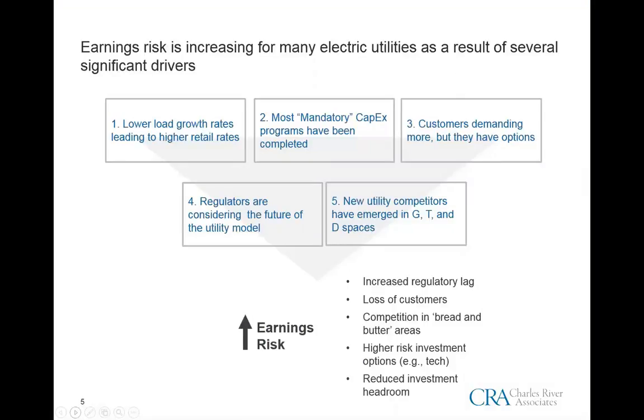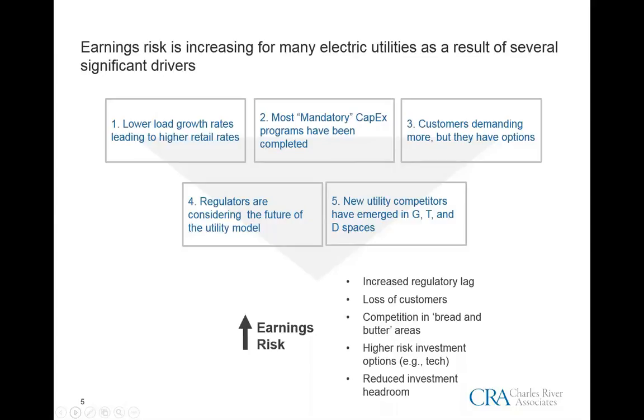So our view is that earnings risk is generally increasing for many electric utilities as a result of 5 drivers. And we'll talk through these with a little more detail in a moment. The first one, I think most are aware of, low load growth rates leading to higher retail rates, and we'll show what that impact has been and what we forecast it to be. The second is the movement away from what are considered more mandatory CapEx programs to more discretionary programs. The third is customers demanding more, but the fact that they have more options.